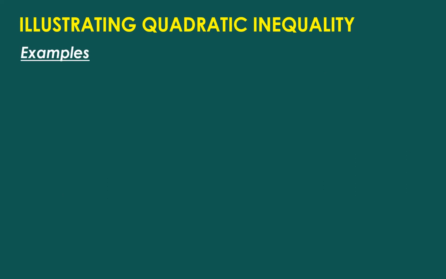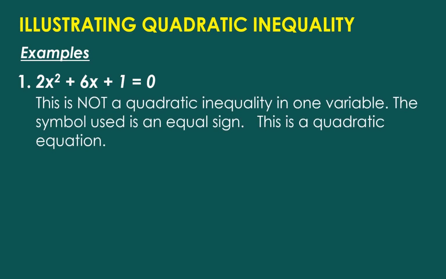Let us have some examples of quadratic inequality. Number 1. 2x squared plus 6x plus 1 equals 0. Is this a quadratic inequality? The answer is no. This is not a quadratic inequality in one variable. The symbol used is an equal sign. This is an example of a quadratic equation.